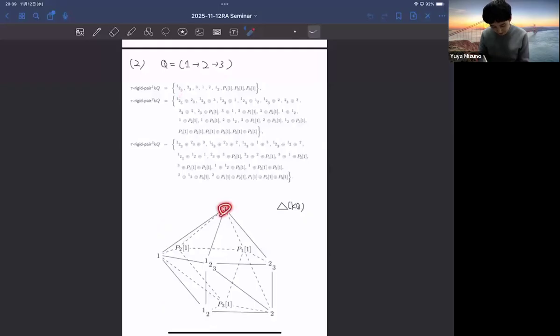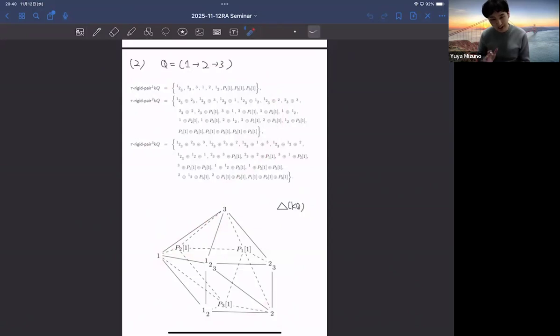So similarly, each vertex corresponds with the element of tau-rigid pair 1. And each edge corresponds with the element of tau-rigid pair 2. In this case, the face, for example, this face corresponds to this element. So similarly, this face provides this one. So from this information, we can get the shape of the simplicial complex.